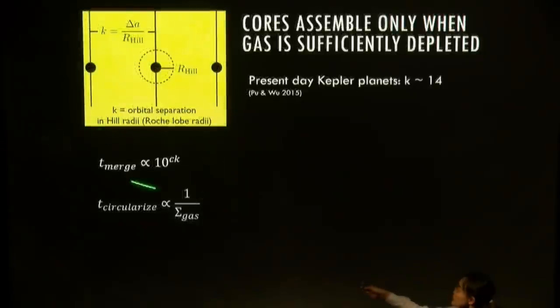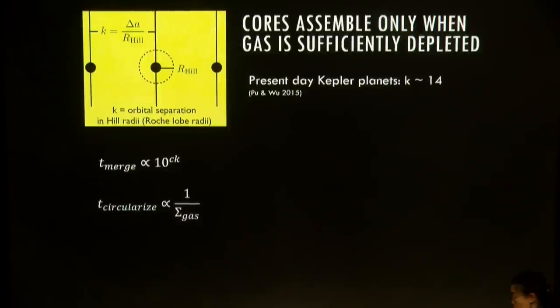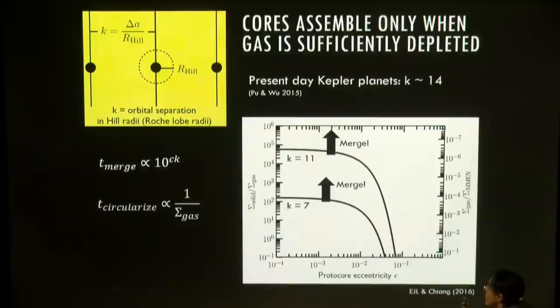And when you consider the merger timescale, it's exponentially sensitive to how far apart the smaller protocores are in units of mutual Hill radii. So you need to know what the previous spacings of these planets were before this final assembly. Thankfully, we have some measure of the present-day Kepler planet orbital spacings, about 14 mutual Hill radii. So then you can back out what the previous spacing was, and within the one sigma error bar, it's anywhere between 7 and 11 mutual Hill radii.